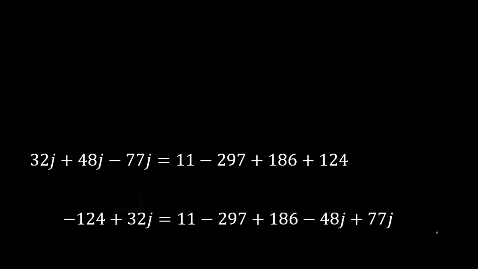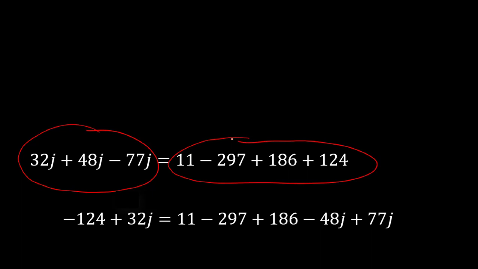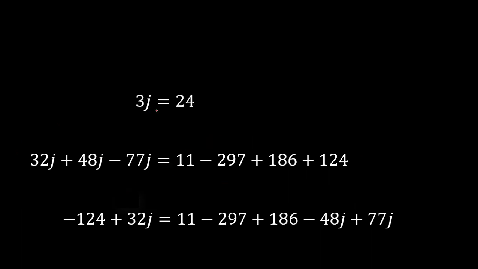Having done that, we end up with all our j terms on the left here, and all of our number terms on the right. And it just so happens that these numbers work out pretty well. When I add all these j coefficients, and add all these numbers on the right, I end up with 3j equals 24, which is nice because they both divide nicely by 3. And dividing them by 3, we end up with j equals 8. So now we're making some real progress here. J equals 8. Jane's current age is 8 years old.